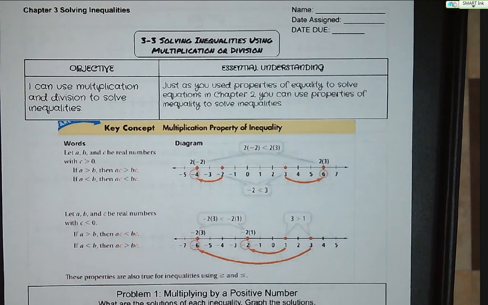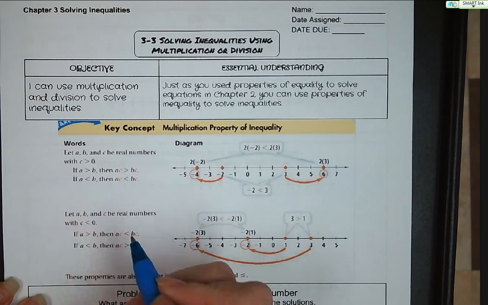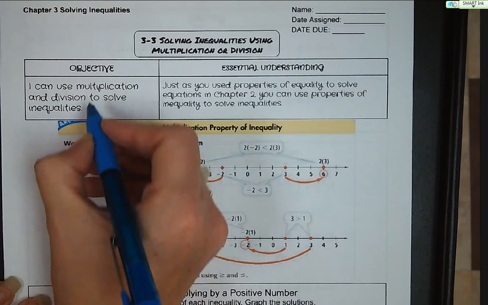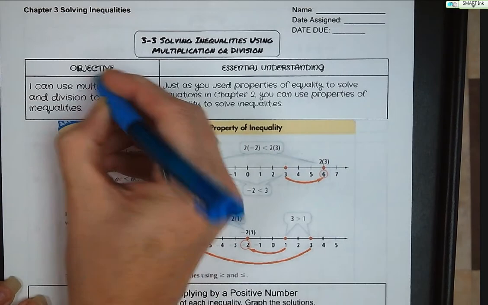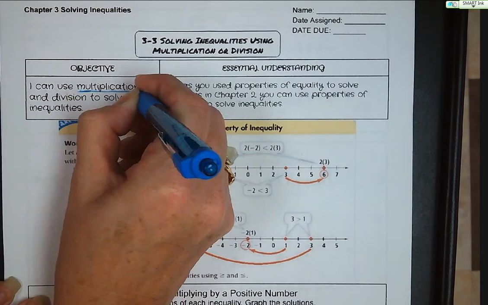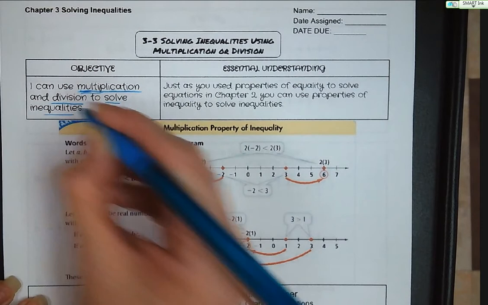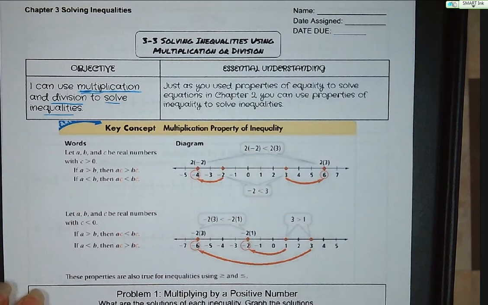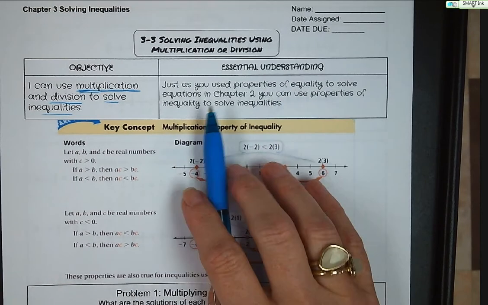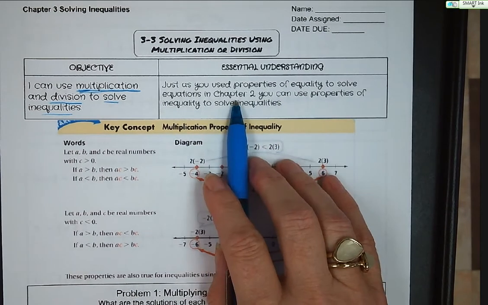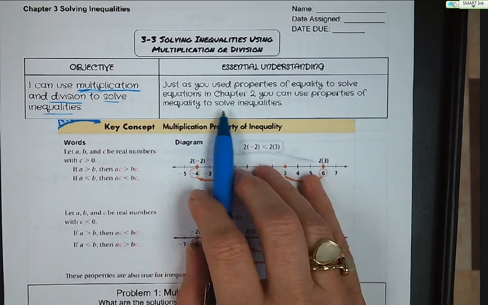Hi guys, welcome to lesson 3.3, solving inequalities using multiplication or division. Our objective for today is that I can use multiplication and division to solve inequalities. Our essential understanding: just as you used properties of equality to solve equations in chapter 2, you can use properties of inequality to solve inequalities.